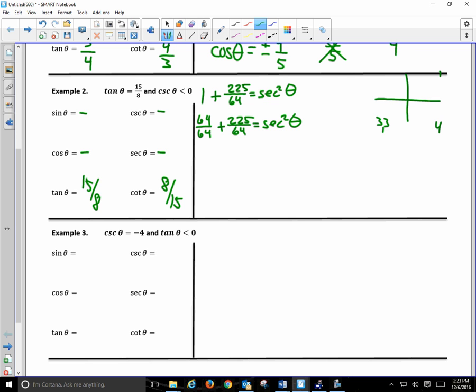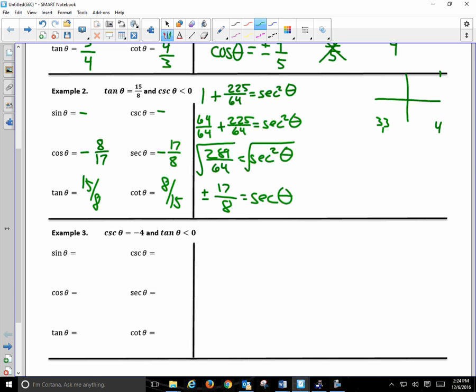Okay. Add those together. 289 over 64 is equal to secant squared. Now I will square root both sides. What's the square root of 289? 17. Square root of 64? 8. And I have to list positive and negative. Do we know if secant is going to be positive or negative? It's negative. We already decided it's negative. So I have negative 17 over 8. And so therefore cosine is negative 8 over 17.